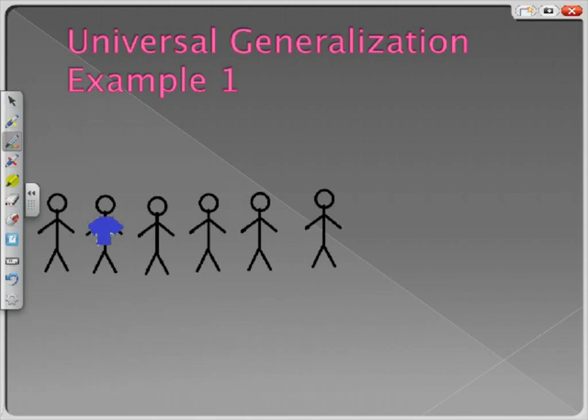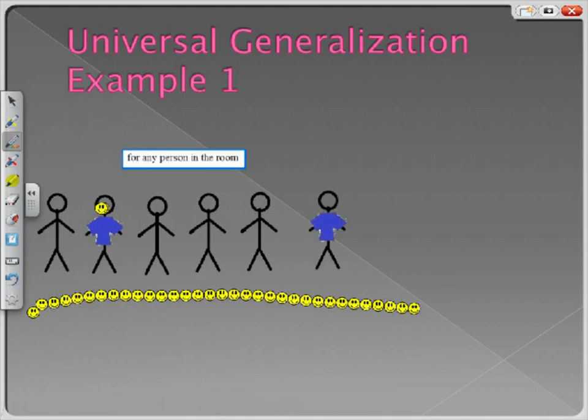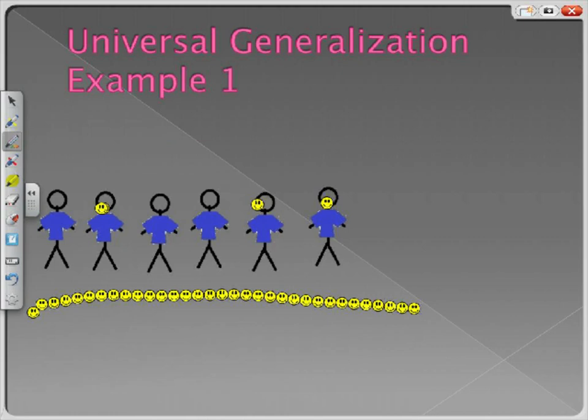Alright, for our first example, we let P of x denote x is wearing a blue shirt, and we say x is the domain of people in the room. If P of c is true for an arbitrary value c in the domain x, we can say for any person in the room, that person is wearing a blue shirt.